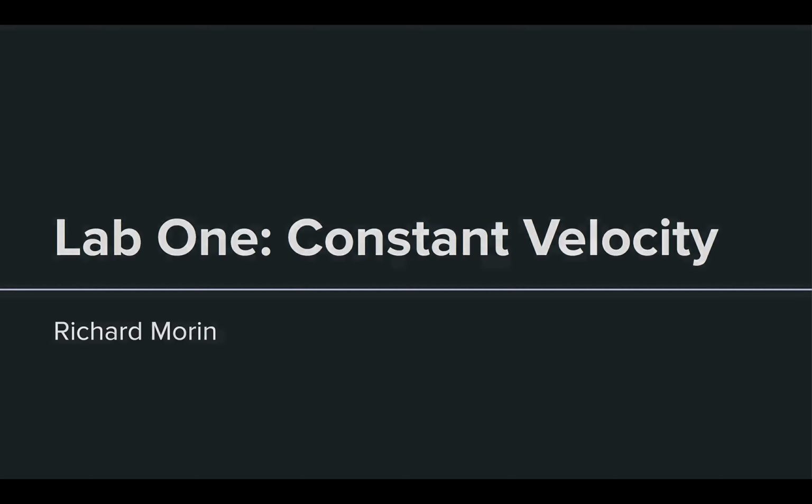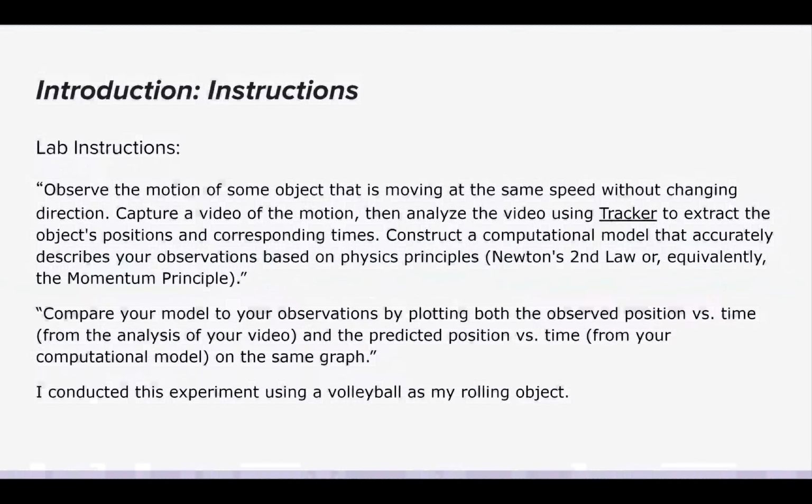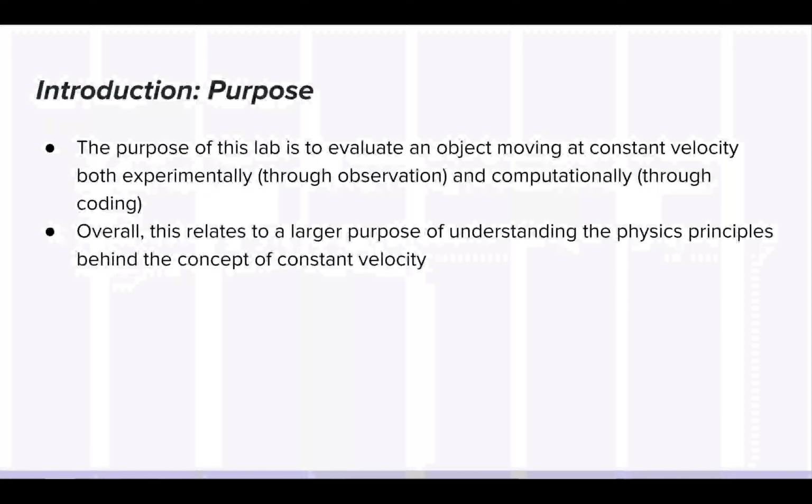Constant velocity, Richard Morin. The lab instructions were to observe the motion of a ball at constant speed, videoing the motion. This motion was then to be analyzed both with Tracker and computational coding. I conducted this experiment using a volleyball as my rolling object. The purpose of this lab was to evaluate an object moving at constant velocity both experimentally through observation and computationally through coding. Overall, this relates to a larger purpose of understanding the physics principles behind the concept of constant velocity.